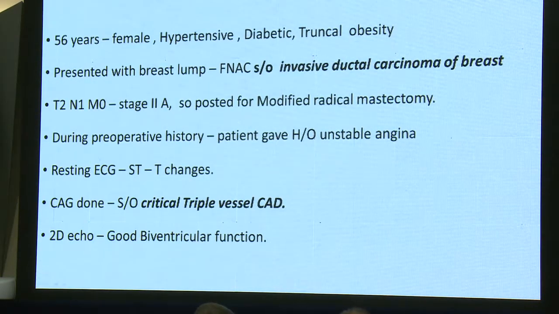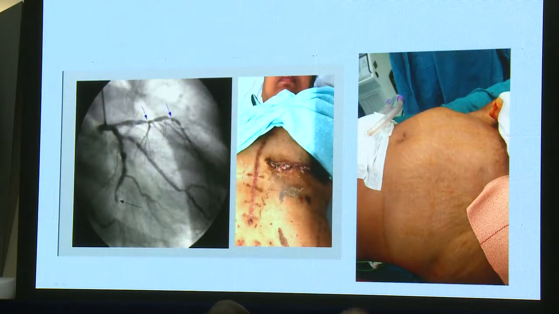During preoperative history, the patient gave a history of unstable angina to the anesthetist, and her resting ECG was suggestive of ST-T changes. So a CAG was advised by the cardiologist, and it showed critical triple vessel disease. And 2D echo was suggestive of good left ventricular function. This was the angiography. The RCA was getting filled retrogradely. These were the postoperative images and an intraoperative image of the patient.